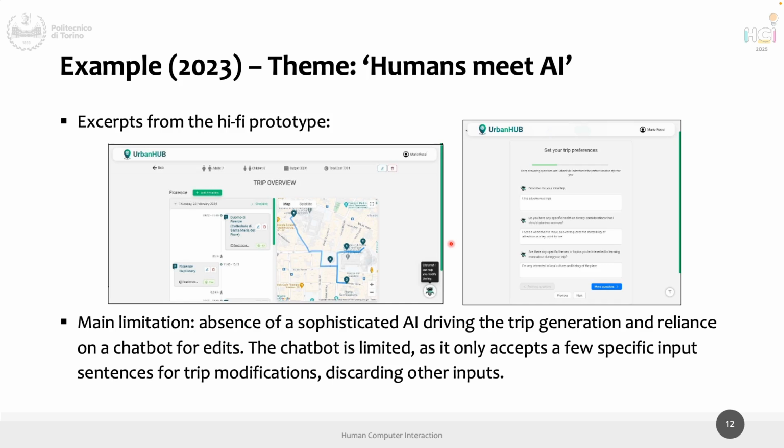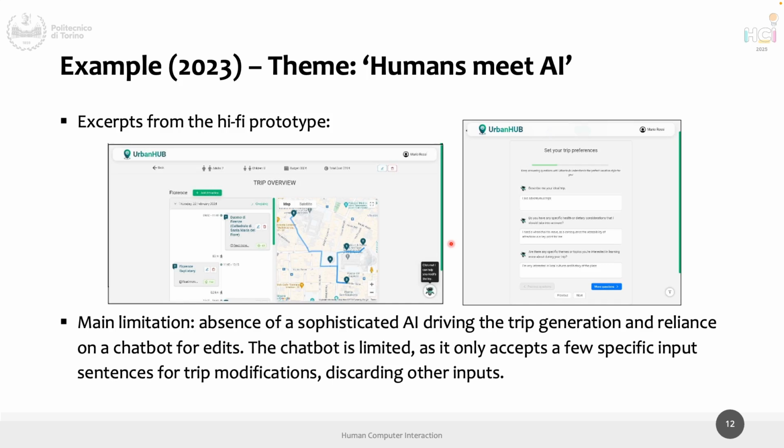And then we had groups coming from maybe the AI path or from data science that instead also did something on the model, maybe using a model from other courses or creating their own, but it's not a strict requirement. It's the interaction that should matter. So this was absolutely not sophisticated AI driving the trip generation and the reliance on a chatbot for edits. The chatbot itself is limited as it only accepts a specific input sentence for trip modification and discards other inputs.